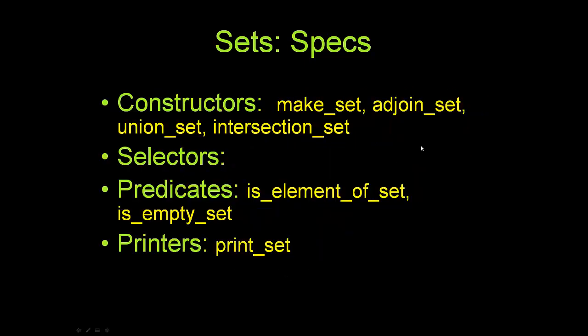Okay, so we have the following constructors. You can make a set. You can adjoin to a set, which means you add something to a set. You can take the union of 2 sets, which joins 2 sets together, and you also have the intersection of 2 sets. So these are ways that you can construct a set.